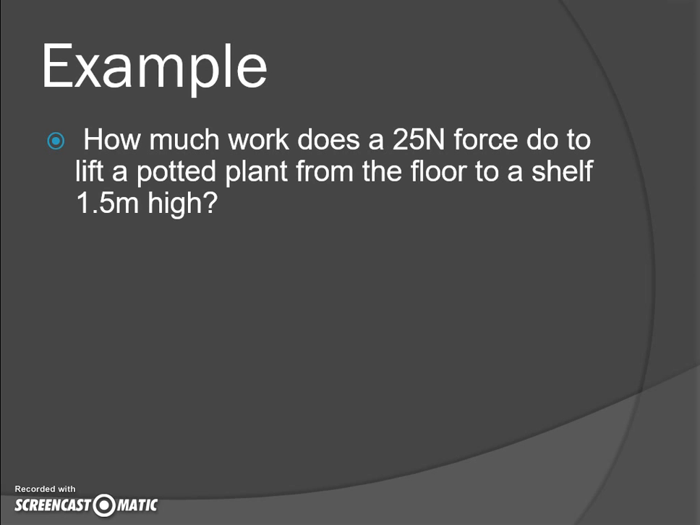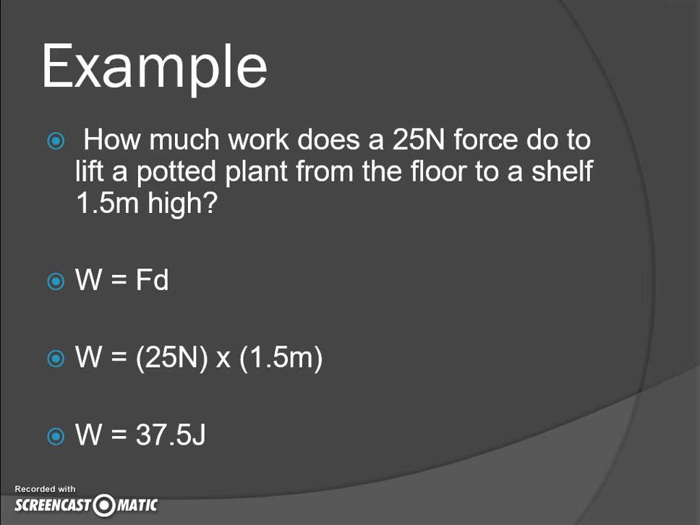So here is your first example. How much work does a 25 Newton force do to lift a potted plant from the floor to a shelf that's 1.5 meters high? Here's our formula, W equals FD. F is 25 newtons, D is 1.5. When you plug that in, you should get about 37.5 joules.